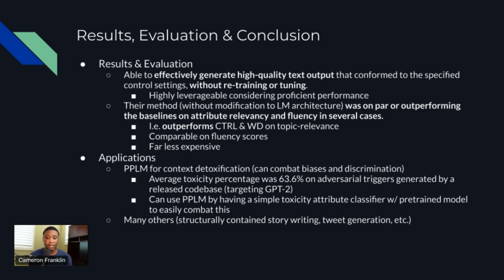But as far as performing a comprehensive evaluation, they compared it to several existing models such as CTRL or WD, other generative text models, and it actually outperformed both of them in terms of topic relevancy while also being comparable to both in terms of fluency scores. And finally, to add to this, there's a very large range of potential applications that they suggested. For example, they talked about language detoxification, noting a study that found 63.6% average toxicity on adversarial triggers generated by a code base. And they concluded that plug and play would be extremely effective in combating this using a simple toxicity classifier in conjunction with a large transformer model.